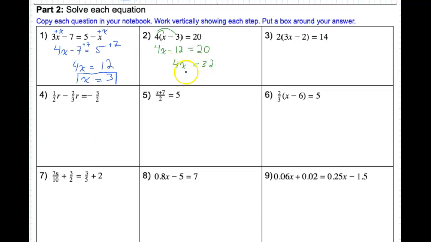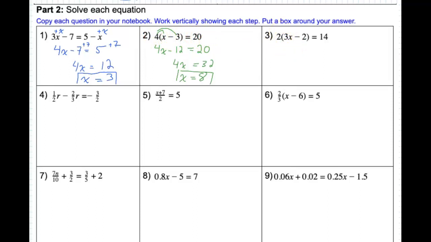So I'm going to undo the multiplication by dividing. 32 divided by 4 is 8. If I check that, 8 minus 3 is 5. 4 times 5 is 20. That does work out. There is another way to do that. We could talk about that later. So you could undo the multiplication by dividing and do that right here. You could also do that too.